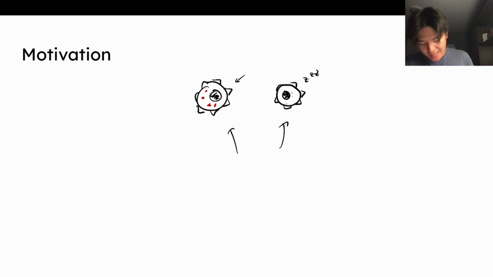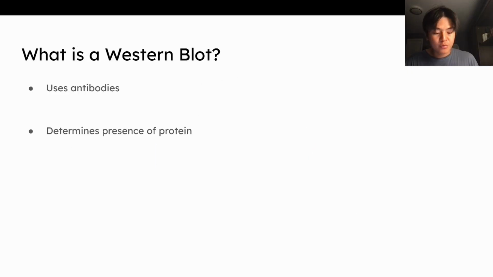Well, let's see. We can lyse this guy, break him apart, and now we can get a bunch of these granzymes, and we can lyse this guy to get a few. But what can we actually do with this? One of them has a lot, the other one has a little, but we don't really know how to figure out how many of these granzymes there are. And that's where we can use our blotting technique, and that's where we use Western blot.